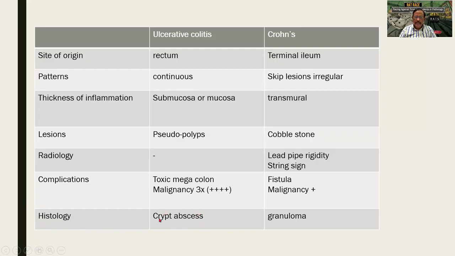Histologically, there is a classical crypt abscess in ulcerative colitis. Without this, we are not supposed to make a diagnosis, and granuloma is the hallmark of Crohn's disease. Please by heart this tabular column.